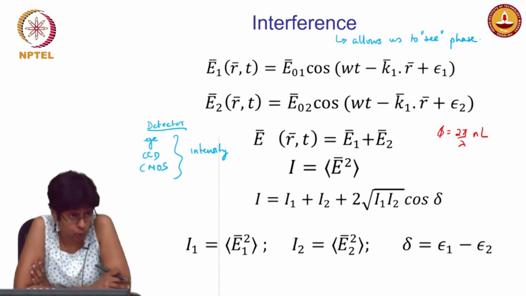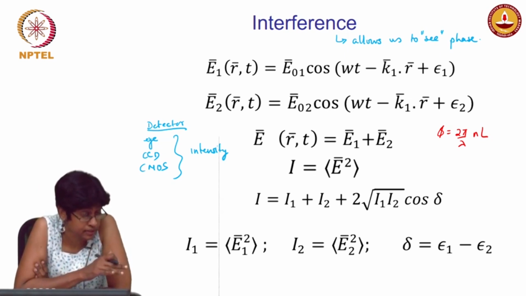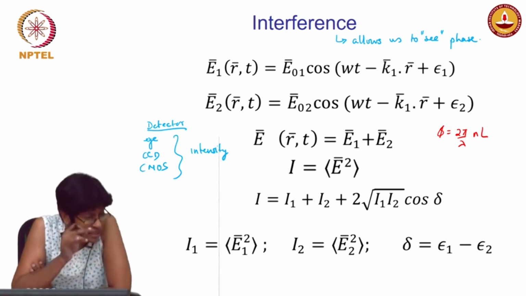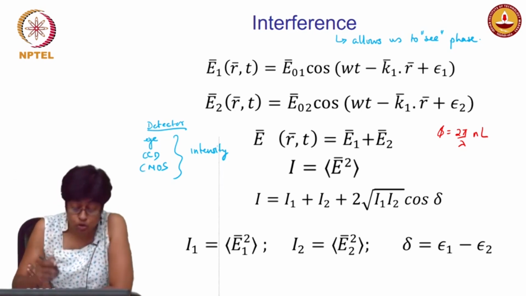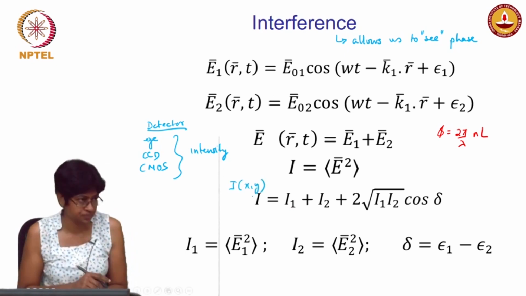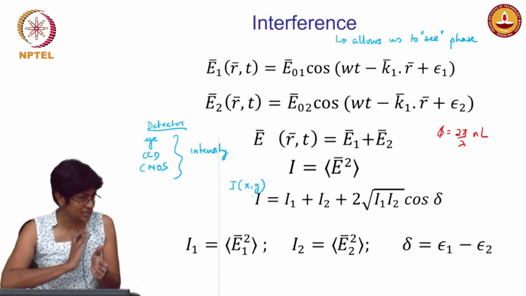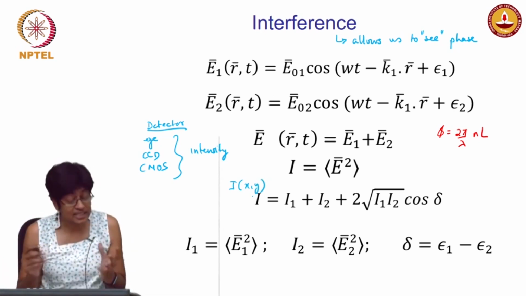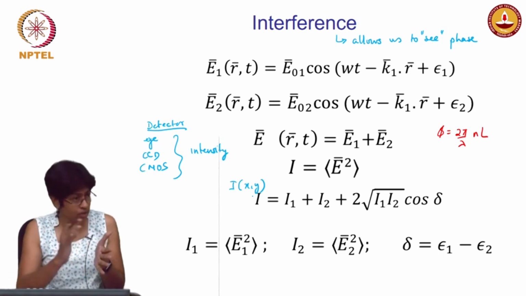I still don't know exactly how I'm going to get the phase. I'm telling you it allows us to see phase, but the CCD array is still responding to intensity. So if this could be a function of x, y, it means there's an intensity distribution. The CCD array is measuring I of x, y.